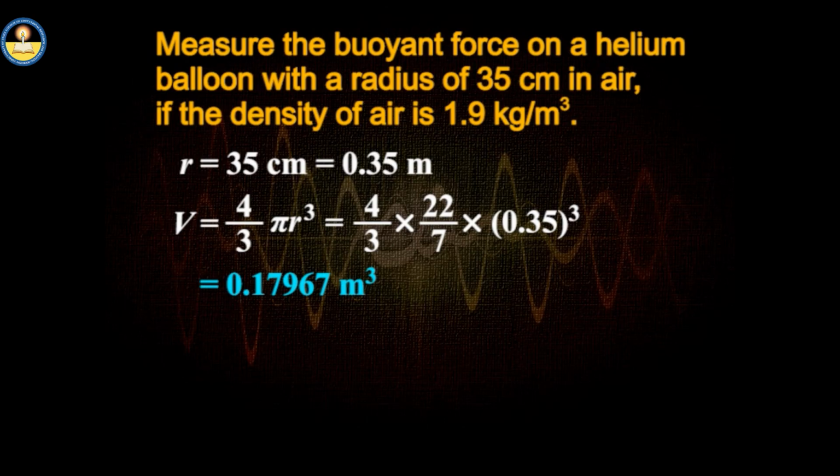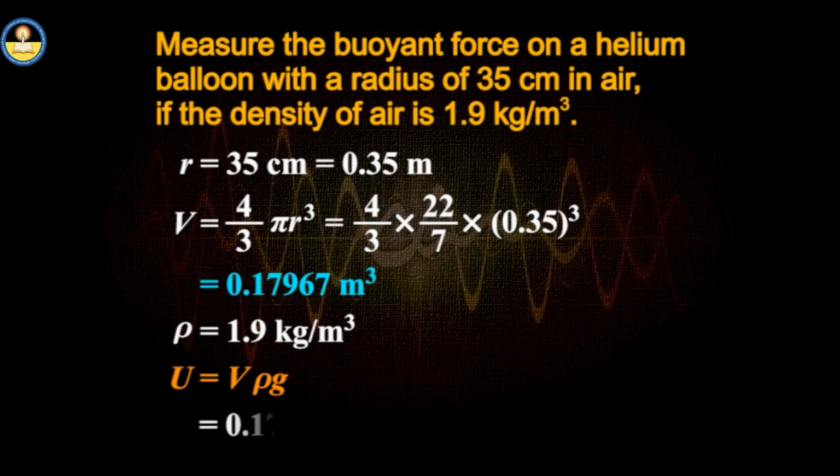This is also equal to the volume of air displaced by the balloon. Since the density of air is 1.9 kilogram per meter cube, the buoyant force on the balloon, which is equal to the weight of the air displaced by the balloon, comes out to be 3.345 newtons.